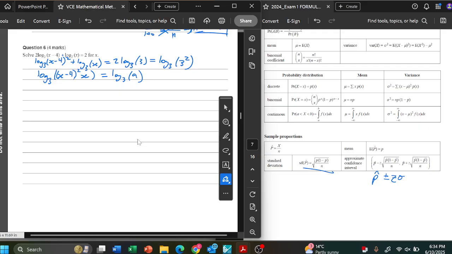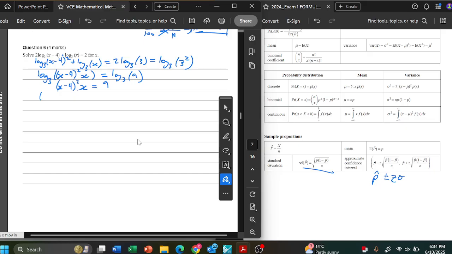So if log 3 of something is equal to log 3 of something else, those two things in the brackets, you better believe they are the same thing. So let's now write that out. We have (x - 4) squared times x is equal to 9. Okay, so now we can expand the brackets.